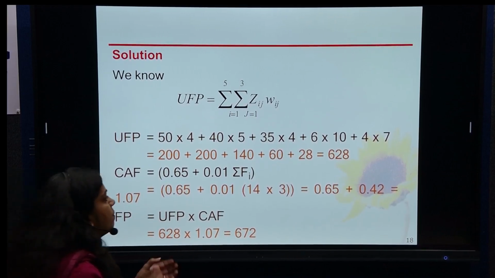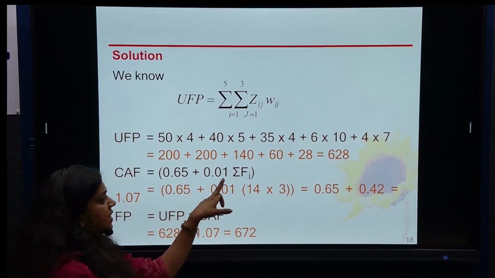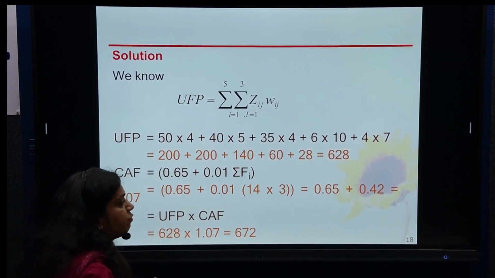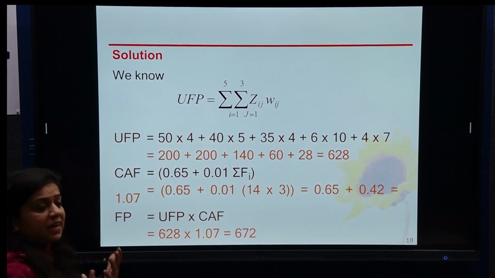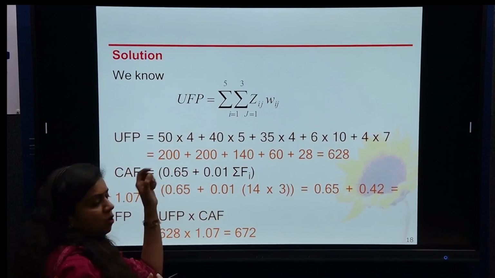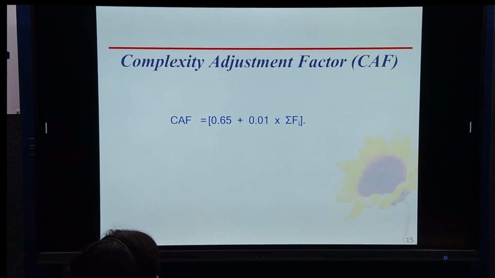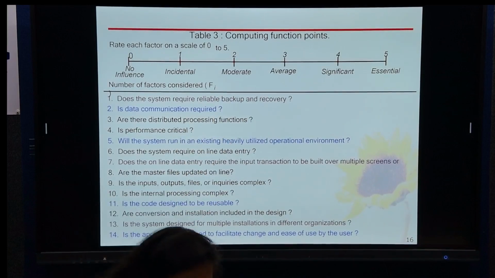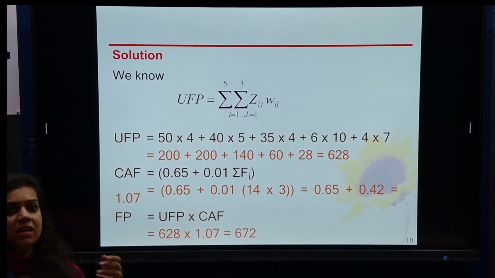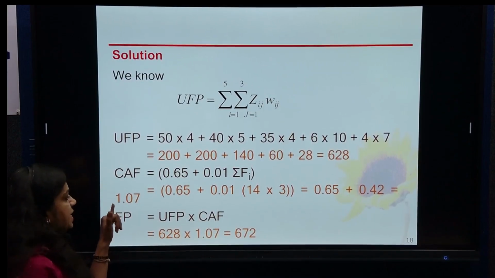As we all know, its formula is 0.65 plus 0.01 summation Fi, where Fi are the 14 factors. As it's already given that all the factors are average, we know that on the scale, the value for average is 3. So we can simply multiply 14 by 3, or we can add 3, 14 times. So we get CAF as 1.07.